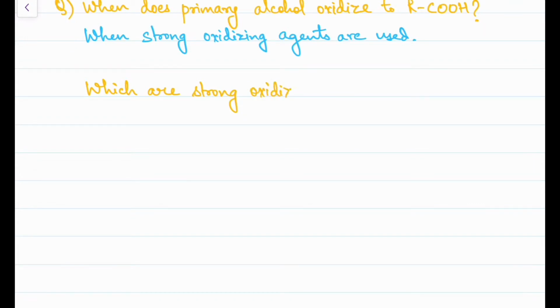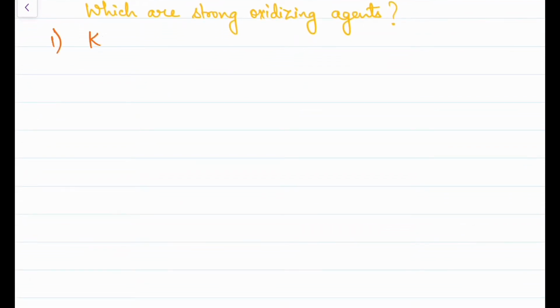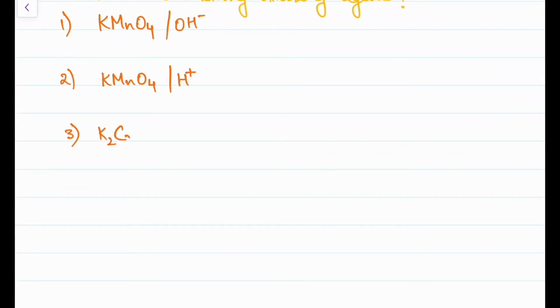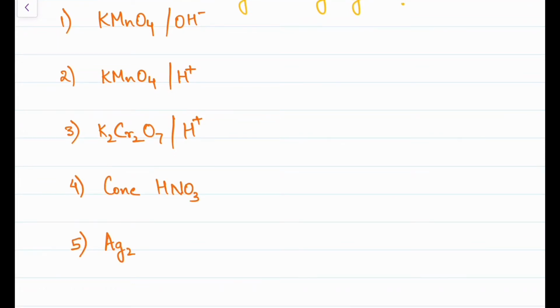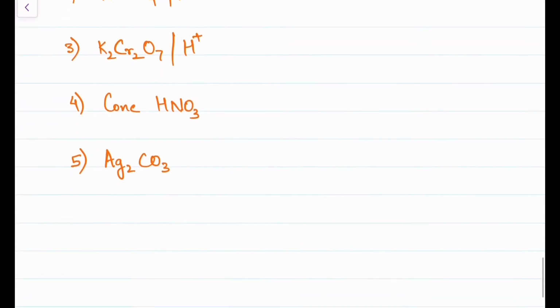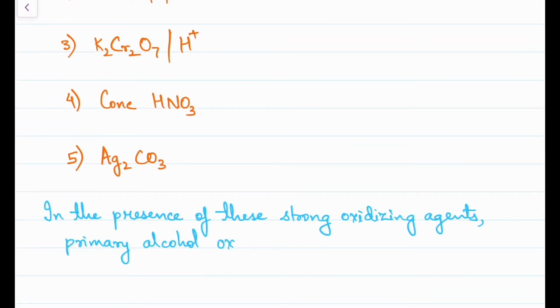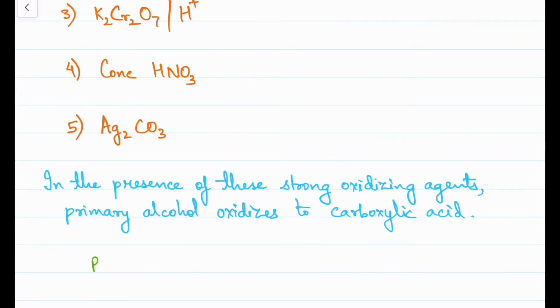So again, let me give you the names of popular strong oxidizing agents which are usually asked in exams and are covered under curriculums. Number 1, KMnO4 in the presence of a base. Number 2, KMnO4 in the presence of an acid. Then K2Cr2O7 in the presence of an acid, concentrated HNO3, and Ag2CO3. In the presence of these strong oxidizing agents, primary alcohol oxidizes to carboxylic acid. Here there are no exceptions.